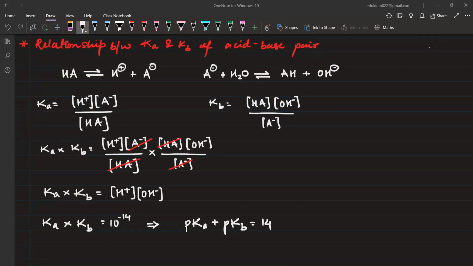It is not that we take the acid as HCl and the base as NaOH. It is not valid for these types of acid and base. The relationship of Ka and Kb for a conjugate acid base pair is what we have written. Please write this down.